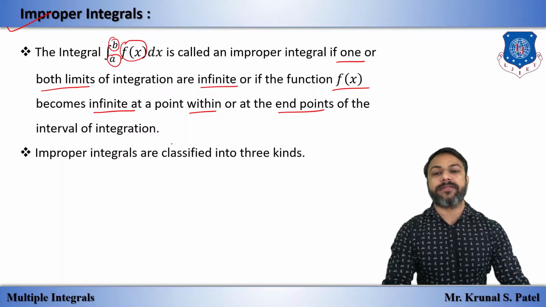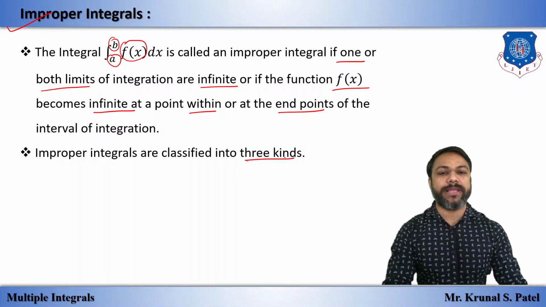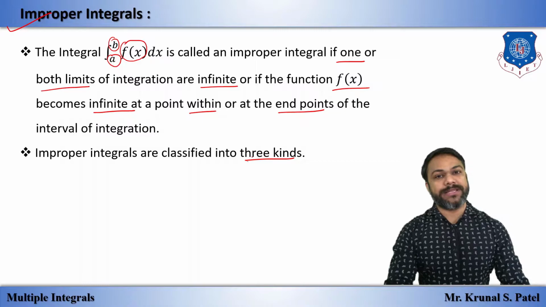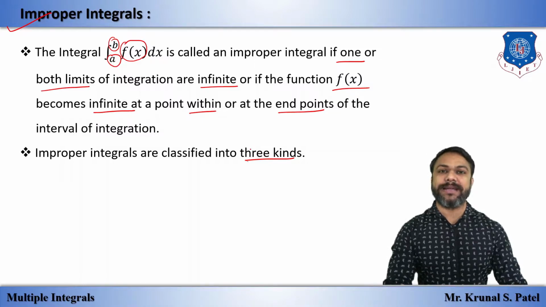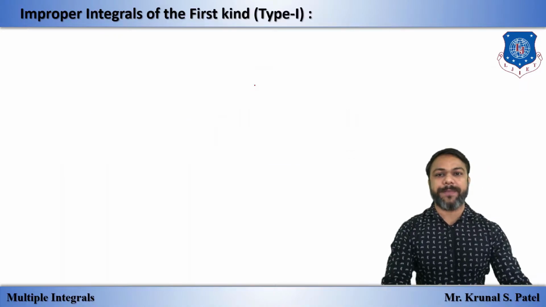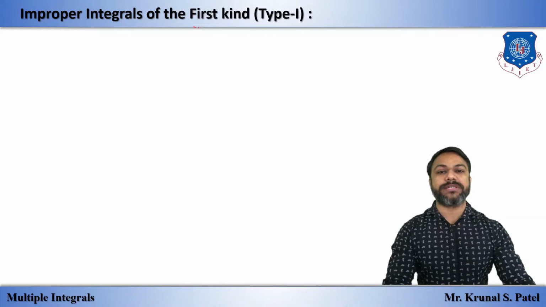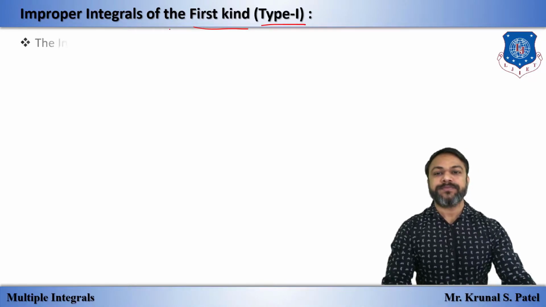Okay, there are three kinds of improper integral. In this lecture we will take only the first kind and second kind, and the next lecture will depend on the third kind. So let's start with the improper integral of first kind, that means type 1.